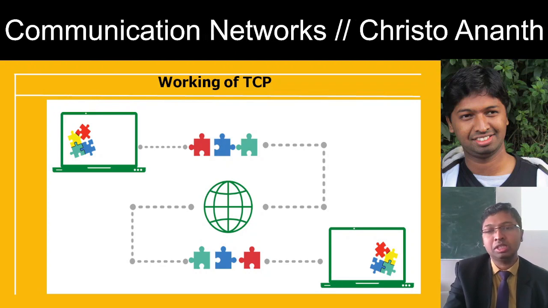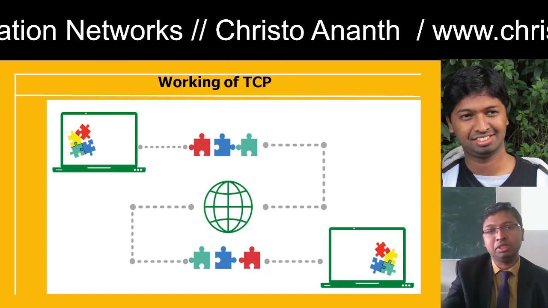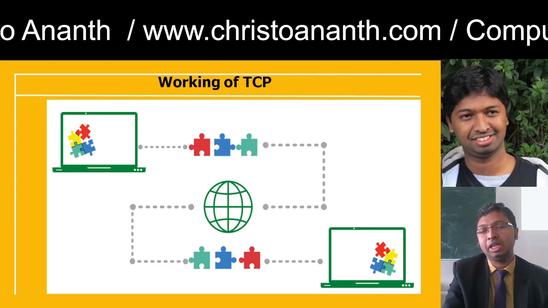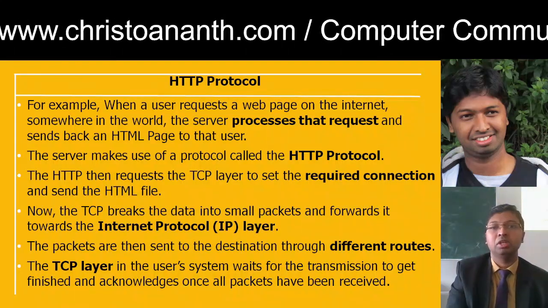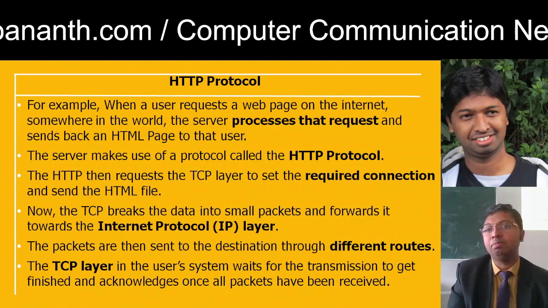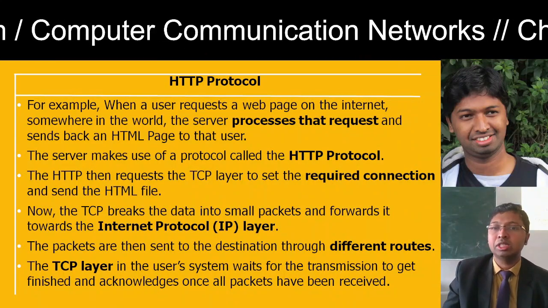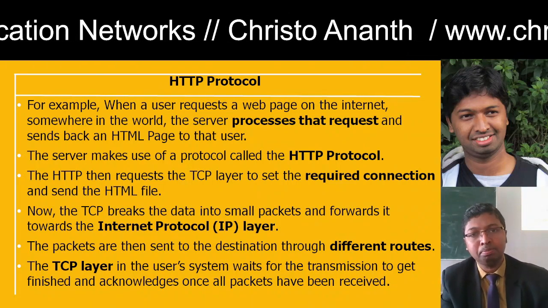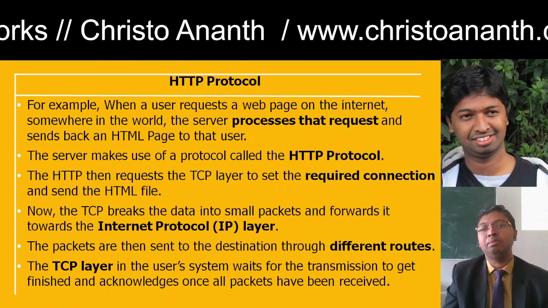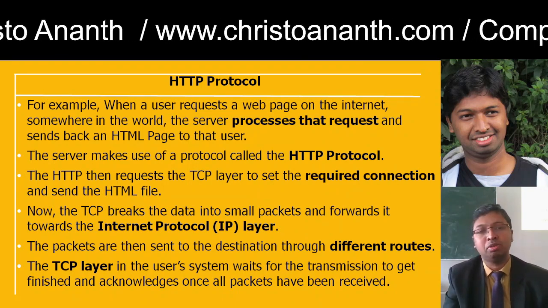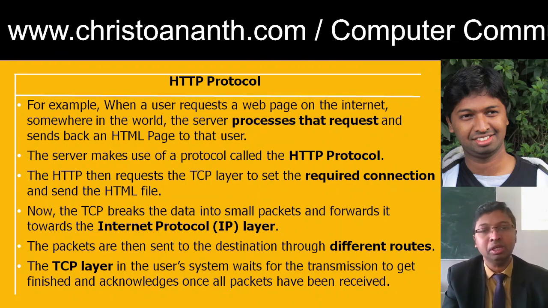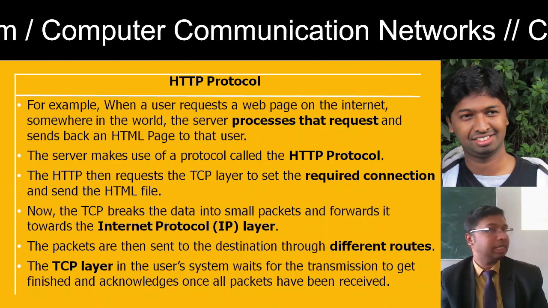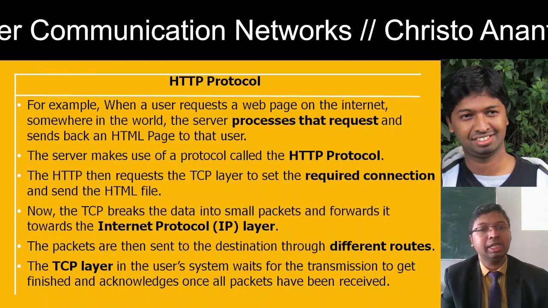This is how the data packets are sent across the network, through the internet, taking multiple alternate routes as well. When the user requests a web page on the internet, the server processes that request and sends back an HTML page to that user. The server makes use of Hypertext Transfer Protocol, and here HTTP requests the TCP layer to set up the required connection, and it sends the HTML file.